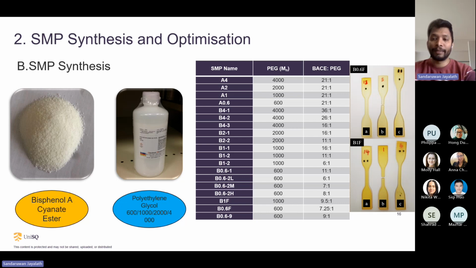And here, during the synthesizing process, we made over 20 types of samples with different chemical ratios, and we tested each of them for their thermomechanical properties using DMA. That is the main concern we had when it came to this mixture of these two components, to enhance their thermomechanical stability. So I will explain it in the next slide.